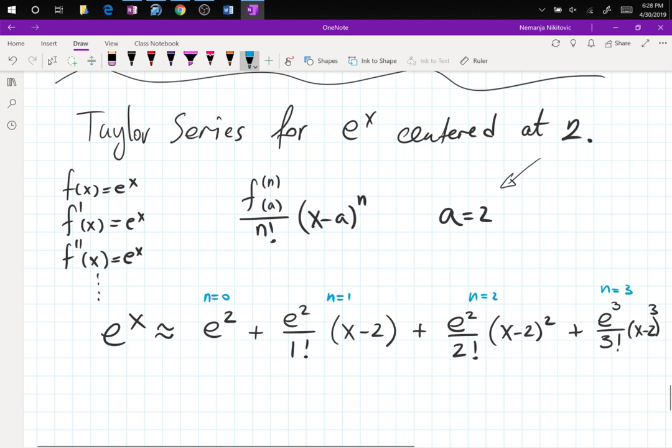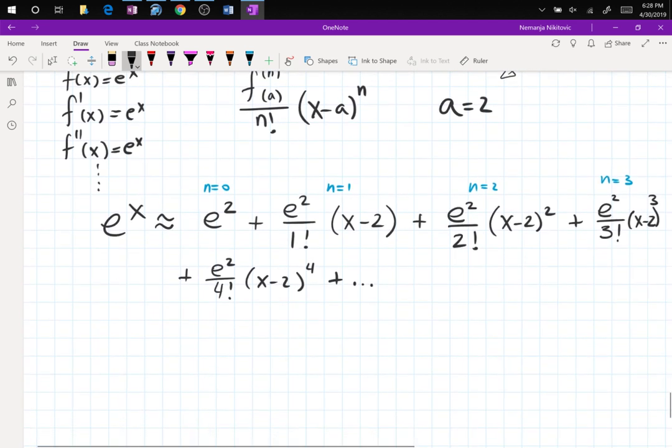That's n equals 3, plus n equals 4, e to the 4 over 4. No, these are all e squared. Oh my god, I'm losing it. X minus 2 to the 4th, much better. Plus the dots. Now the dots come in.